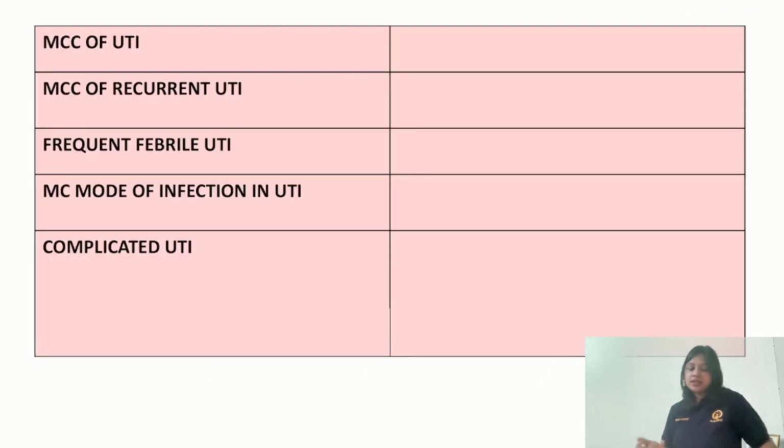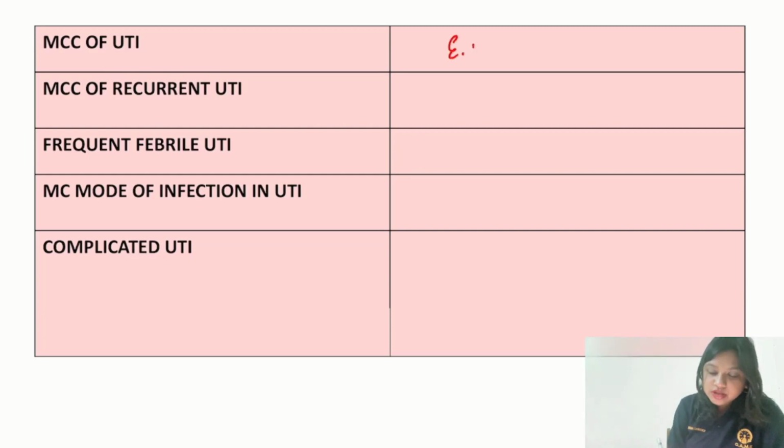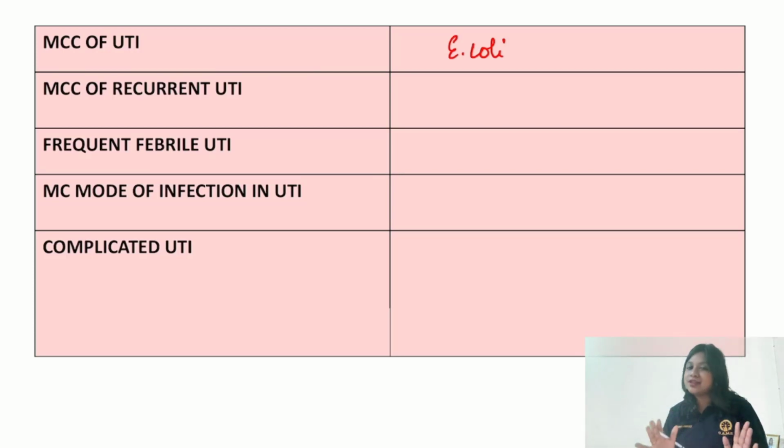So we already discussed some of the one-liners here. Most common cause of UTI, you all know, is E. coli. And we know that the sterile method of collection of urine is suprapubic catheterization. So whenever you go for suprapubic catheterization, if you get any one organism, that is enough to call it UTI. But if you're taking the sample from a catheter bag, it's more than 5 into 10 power 4 organisms. If you're getting that, that is to be called UTI.